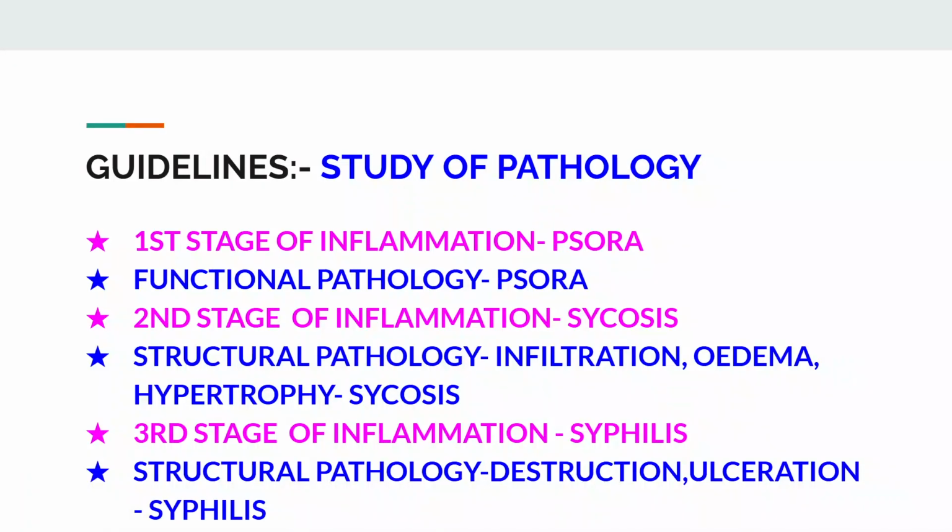The second stage of inflammation is psychotic miasm. So what is the understanding of the second stage of inflammation? It means infiltrations of cells, edema, hypertrophy, and tumors, indicating psychotic miasm. What is the meaning of the third stage of inflammation correlated with syphilitic miasm? It means destruction and ulcerations.